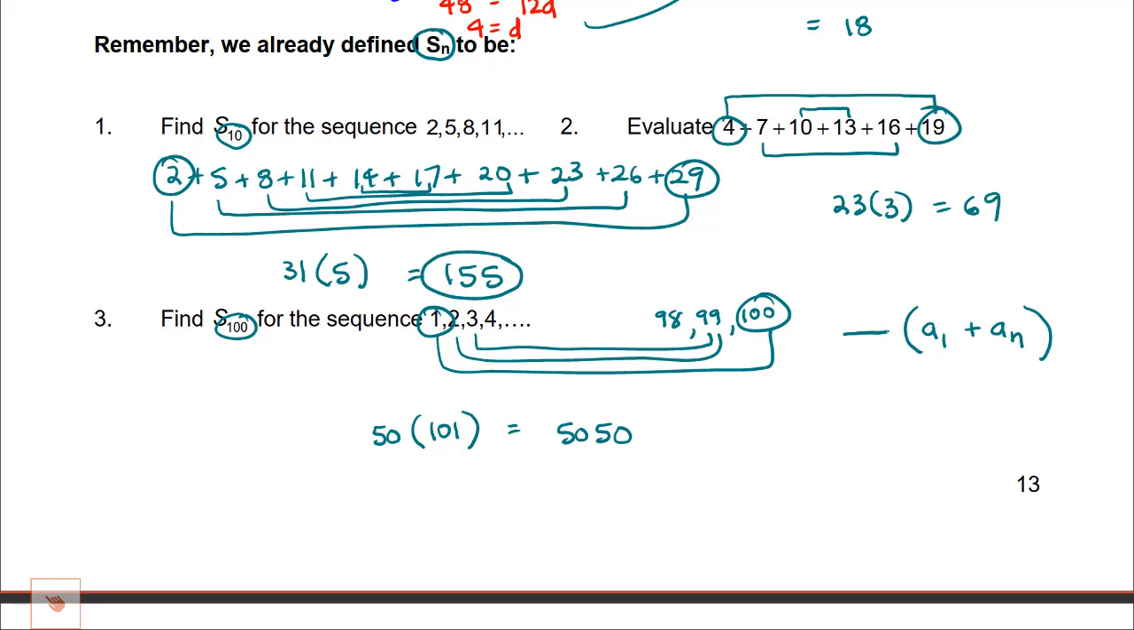Now, how many terms were there altogether? It's n, right? But how many pairs do I have? Divide by 2. And S sub n for this arithmetic series is this nice compact formula, which I hope makes sense because I used it over and over and over.